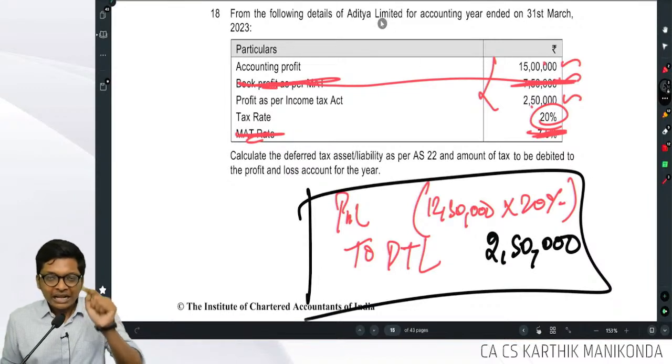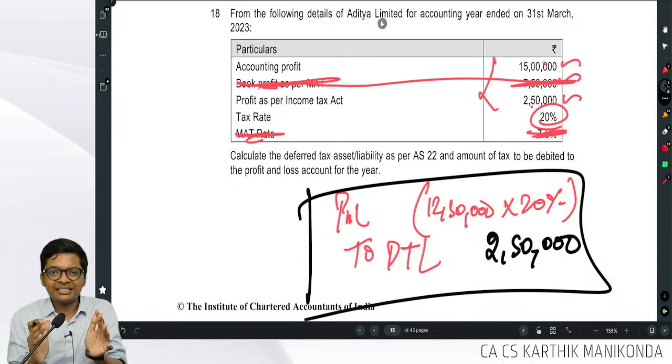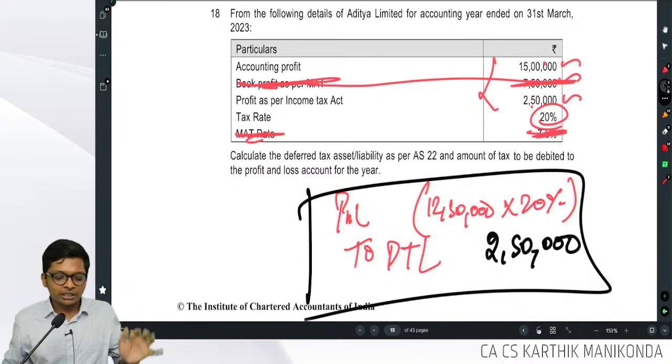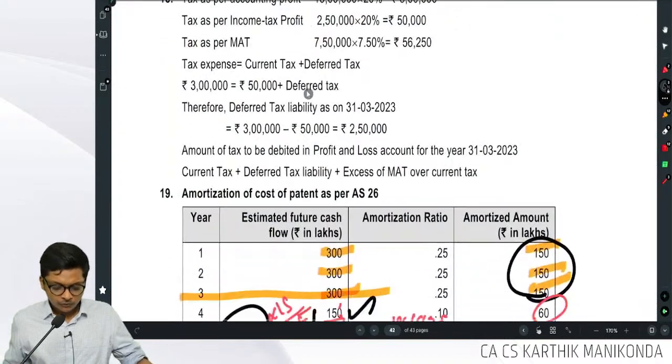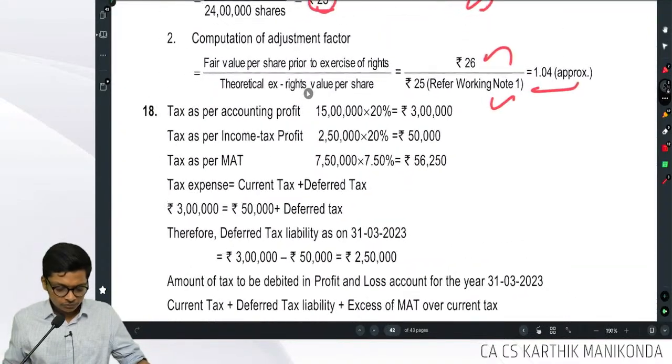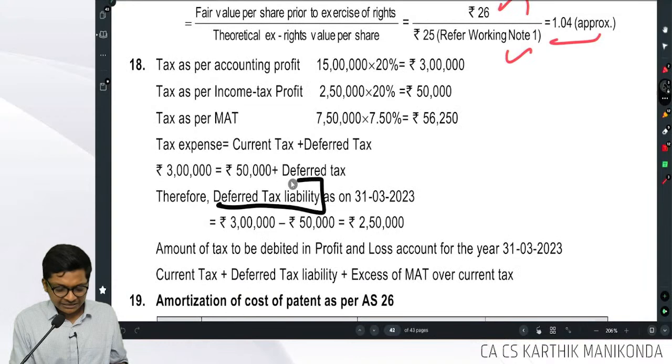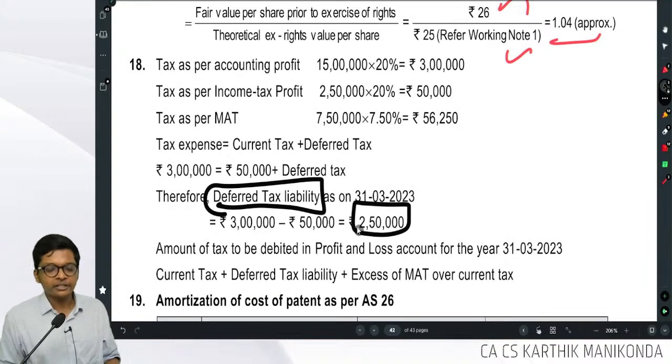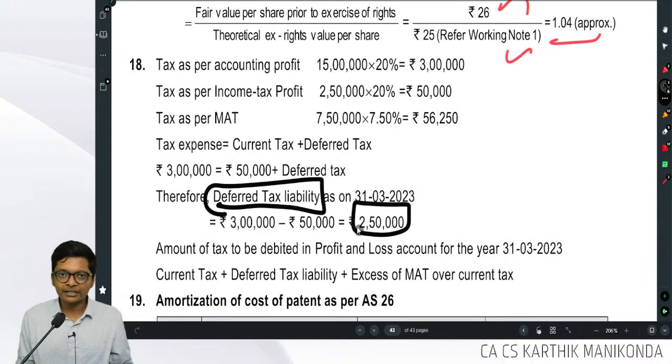This is the shortcut. This whole discussion of today's class is for you to understand the shortcut. You understood the shortcut? Look at the answer. Deferred tax liability 2 lakh 50. Are you following, guys? But how will they do it in the exam?